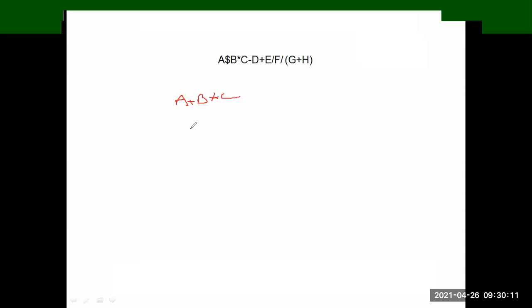So A plus B star C: I am converting this infix expression. This is my T1, BC star, next ABC star plus. So this is my postfix expression. Now I am converting this postfix expression to the infix expression or prefix expression. How do I convert this postfix expression?